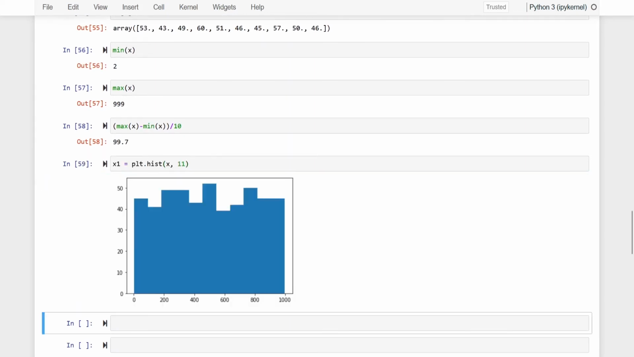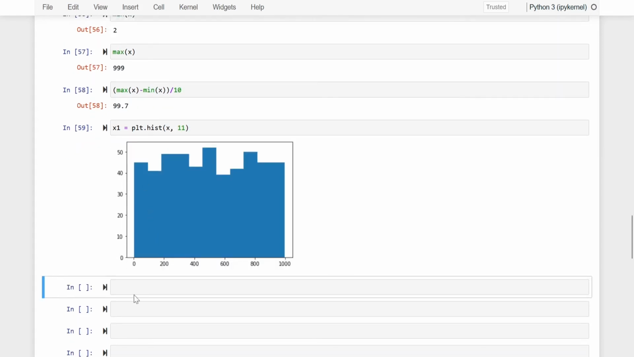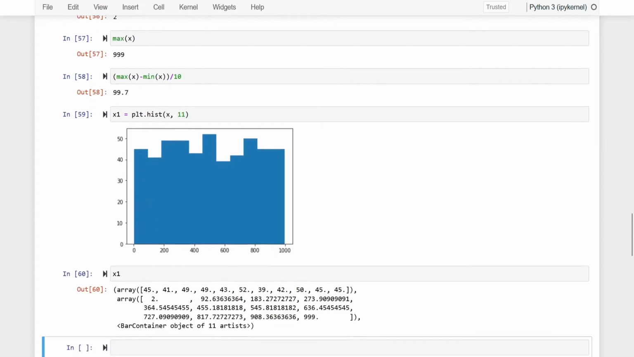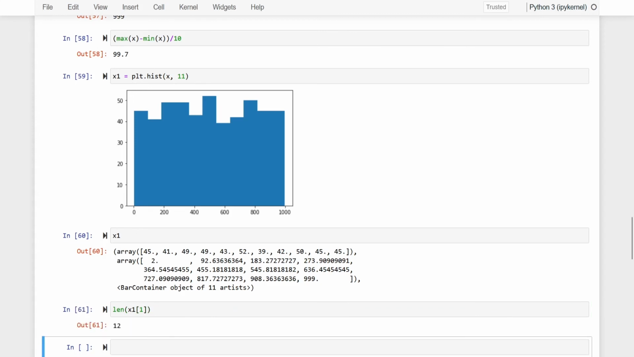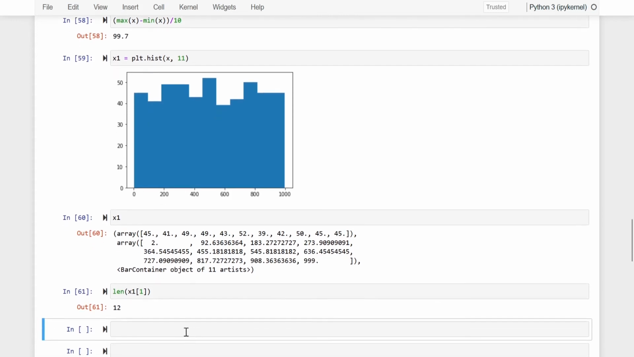Then what will happen? Let me push this down. Okay. This time we will say create 11 buckets. Wow. Now we'll see what is happening in this x1. If we are creating 11 bins, how many numbers should be there? Let us check this one. Take length. It will be 12. Correct? 1, 2, 3, 4, 5, 6, 7, 8, 9, 10, 11, 12. Now, another thing. This time again we'll say max x minus min x, divided by 11. What are we getting?